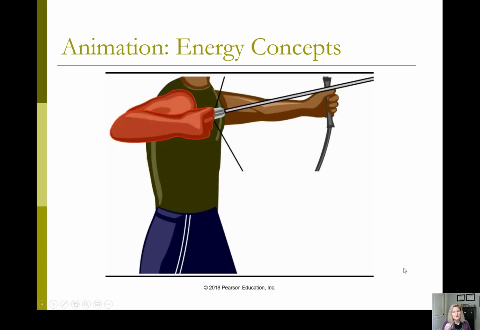Okay, so that video gave us a good example of the difference between potential energy and kinetic energy, as well as really defined the first law of thermodynamics and the second law of thermodynamics.